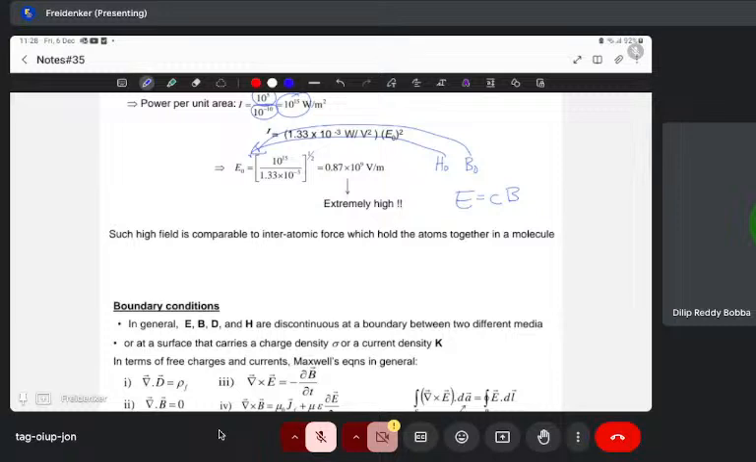So why are lasers dangerous? Because the electric field is comparable to the interatomic forces. So they will interact with the atoms. And what happens when you interact with atoms? The properties will change, because now the molecules can be split apart, and all those things will happen. So that is dangerous. That's why it's dangerous.